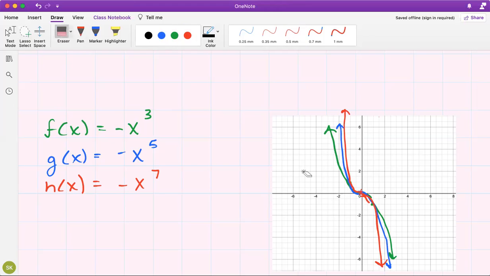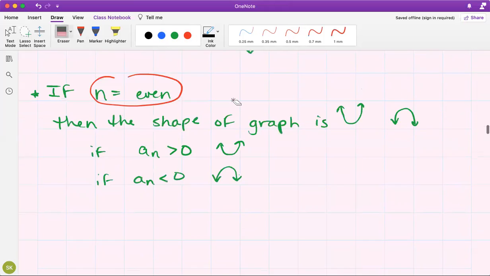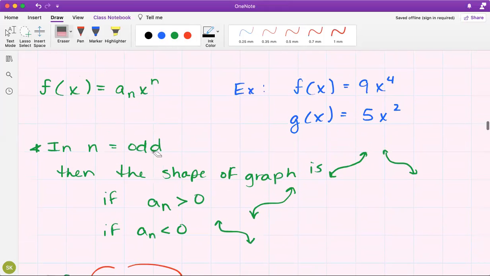So the idea here is, whenever you have an odd degree that's 3 or bigger, then you're going to look like x cubed. And that's what we wrote up here. If n is odd, then the shape of the graph is like x cubed. If a sub n is greater than 0, it's going to look like the normal x cubed. And if it's less than 0, it's going to look like x cubed flipped upside down.